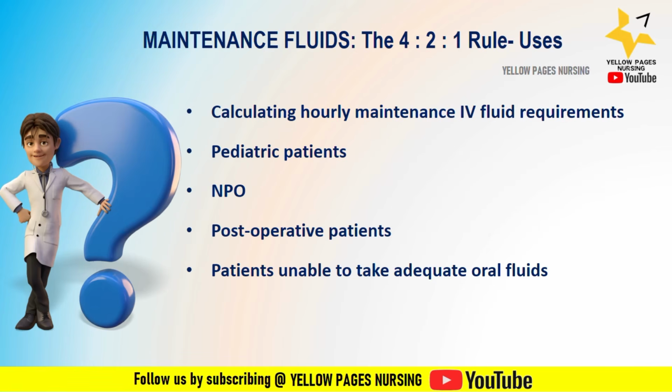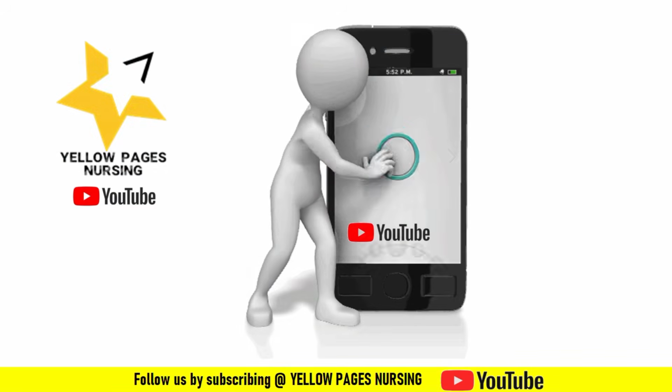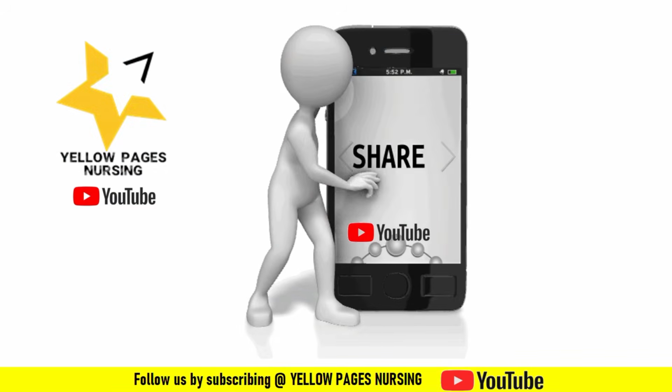This is also used for short-term fluid planning in stable patients who are not in shock. This rule also helps to estimate fluids needed to replace normal daily losses, which includes urine plus insensible losses. So here we go with the fluid calculation using the 4-2-1 rule.